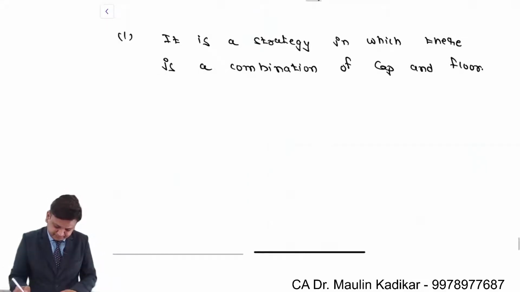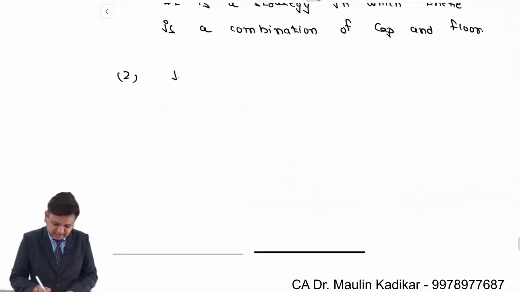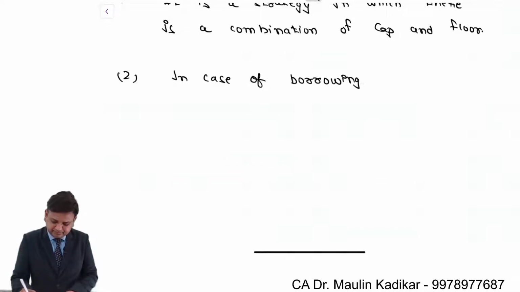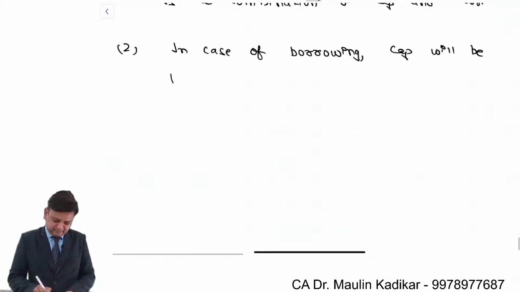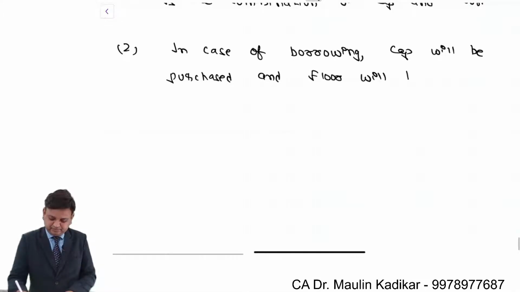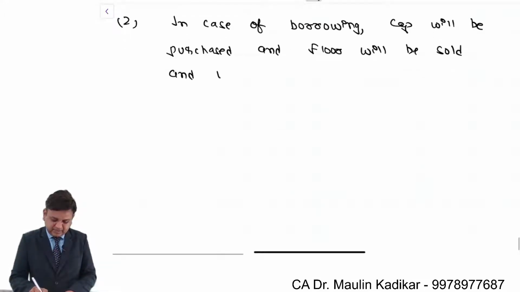Second point, in case of borrowing, comma, cap will be purchased and floor will be sold. And vice versa.